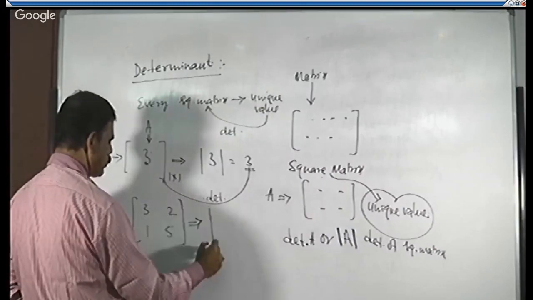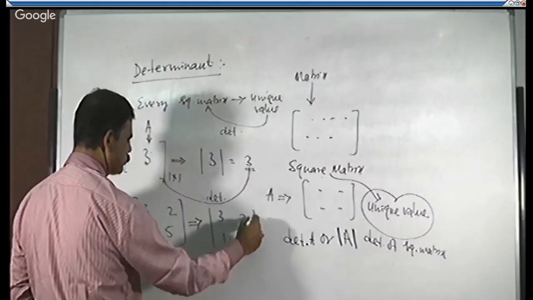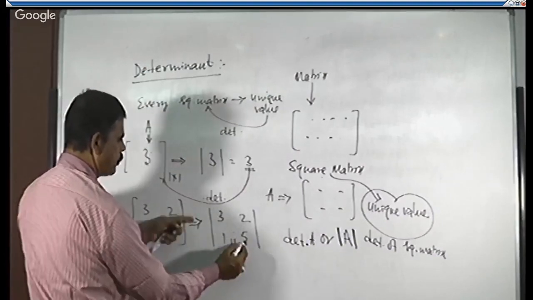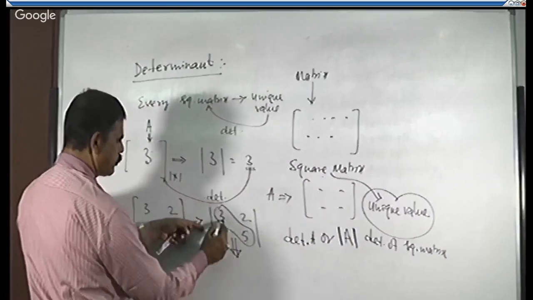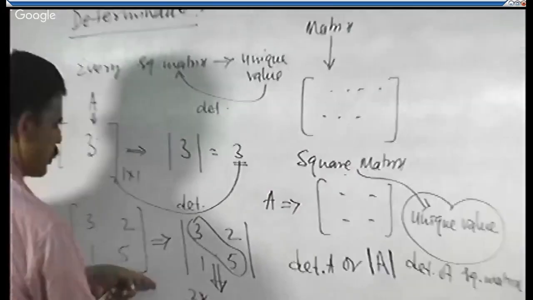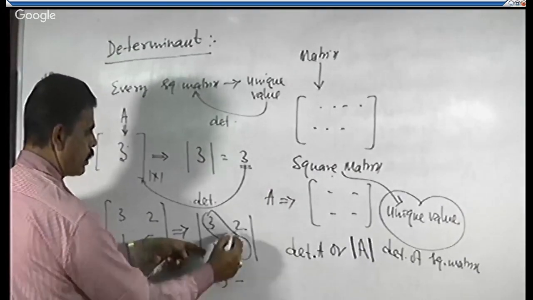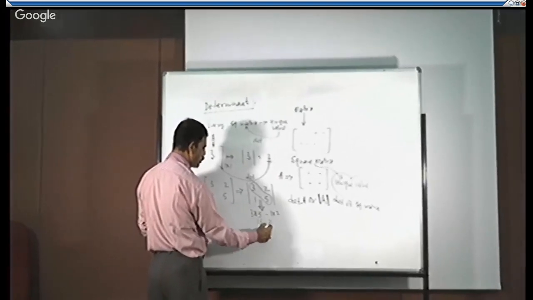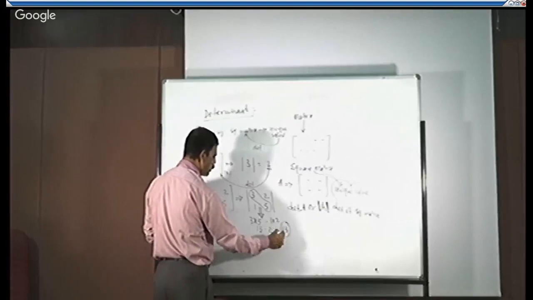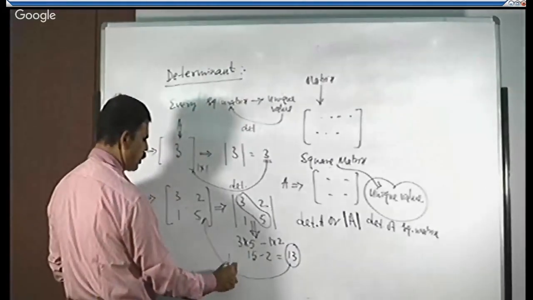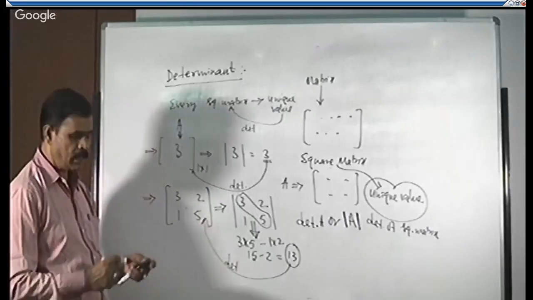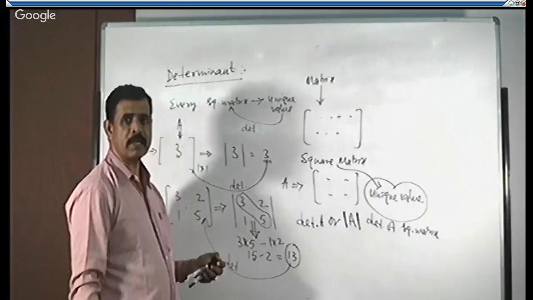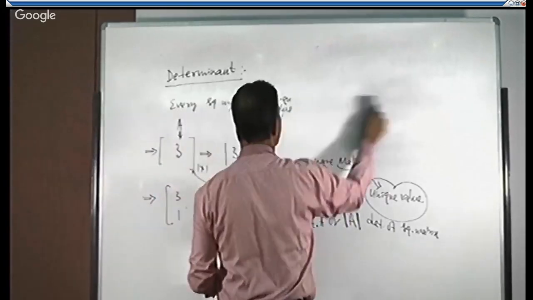In the same way, if I take a matrix 3, 2, 1, 5, then its determinant value is taken like this: 3, 2, 1, 5. This is the determinant of this square matrix. Its value is always equal to the product of the principal diagonal elements, that is 3 into 5, minus the product of the secondary diagonal elements, 1 into 2. 3 into 5 is 15 minus 1 into 2 is 2. That is equal to 13. So this 13 is the determinant value of this square matrix, right? In that way, we can have a determinant value of a 3 cross 3 square matrix also. In a simple way, I explain you.